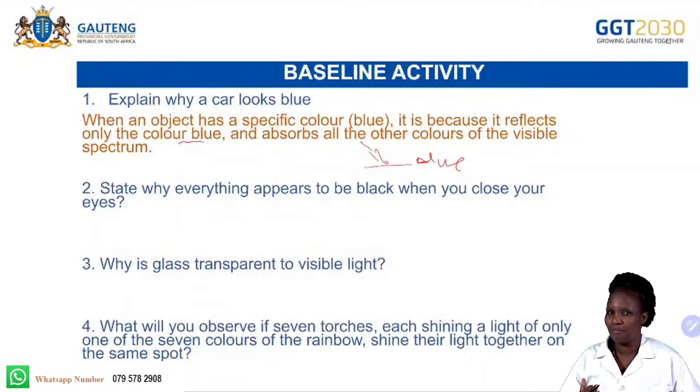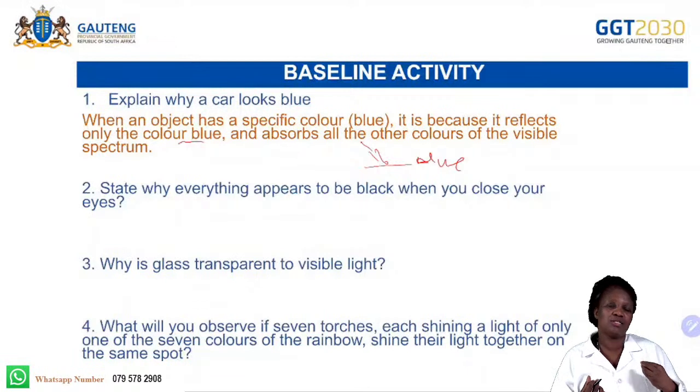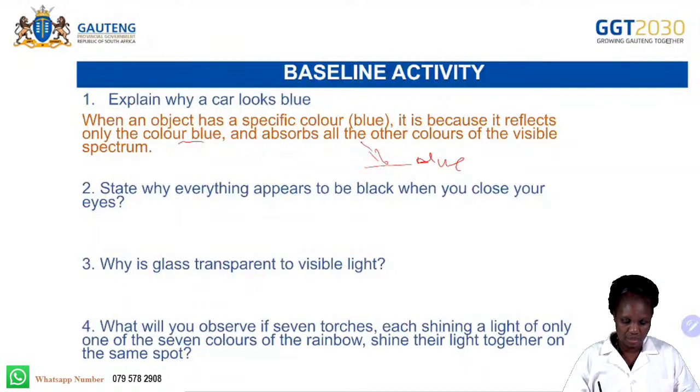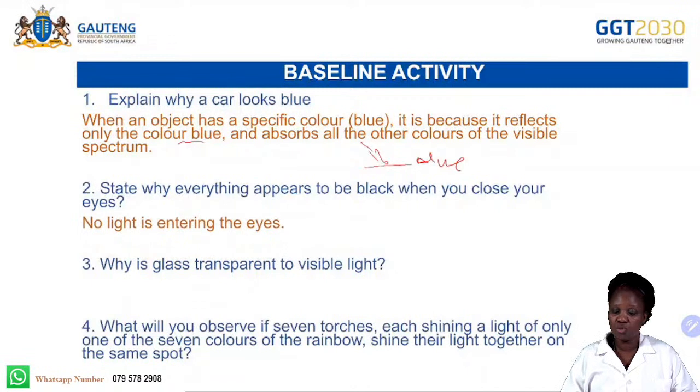Do you get it? But if there is no light getting to our eyes, we cannot see any color. Then that will be black. It will be dark. All right. And then let's check question number 2. It says, state why everything appears to be black when you close your eyes.